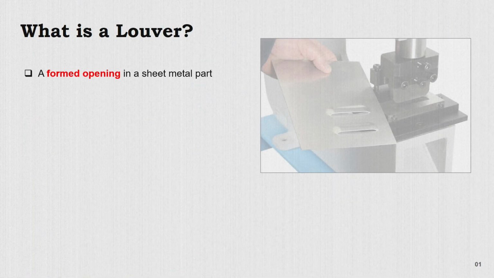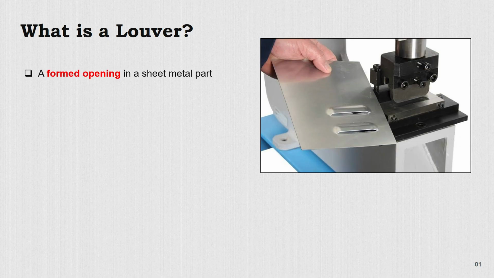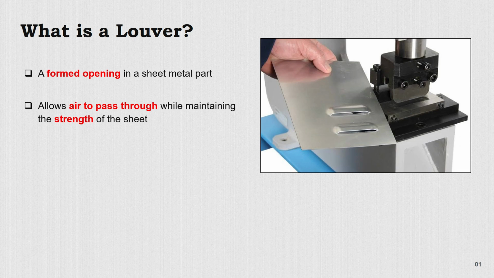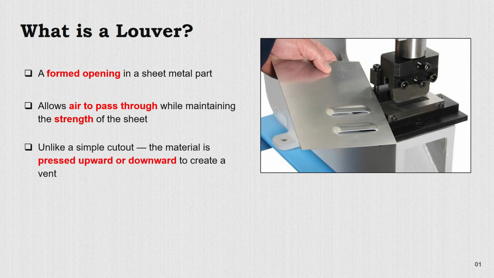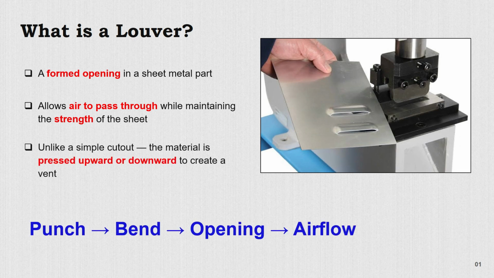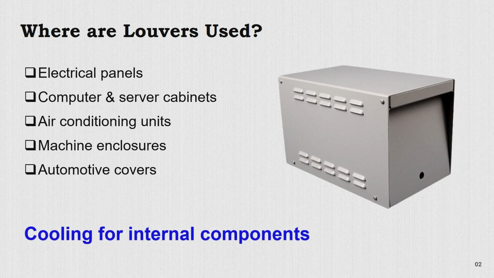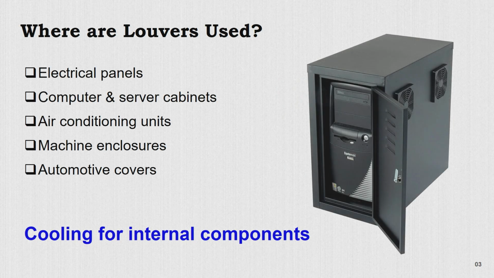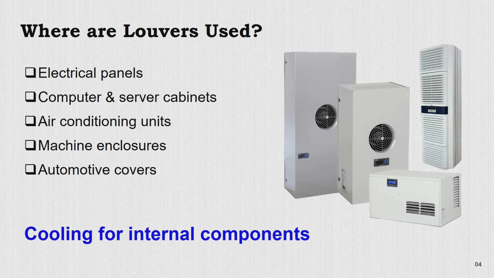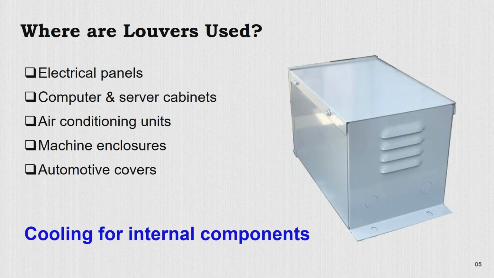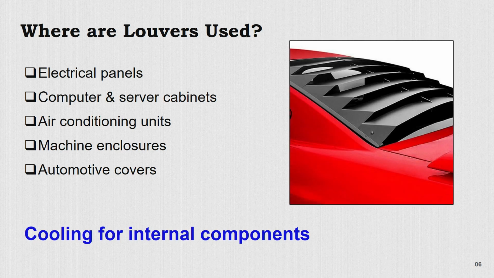A louver is a formed opening in a sheet metal part, as you can see, which basically allows air to pass through while maintaining the strength of the sheet. Unlike a simple cutout, the material is pressed upward or downward to create a vent. Louvers are widely used in sheet metal products such as electrical panels, computer and server cabinets, air conditioning units, machine enclosures, automotive covers, etc. Their main purpose is to provide ventilation and cooling for internal components.